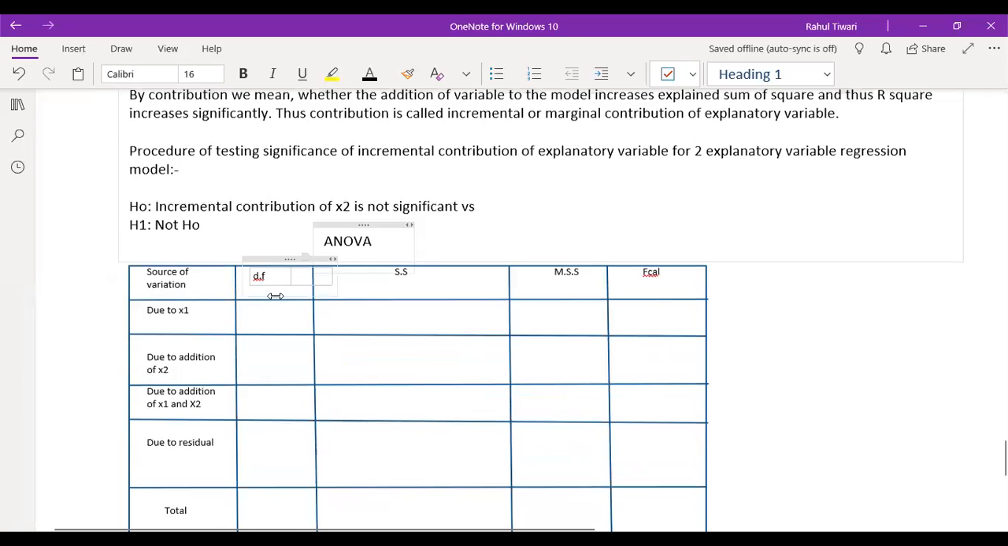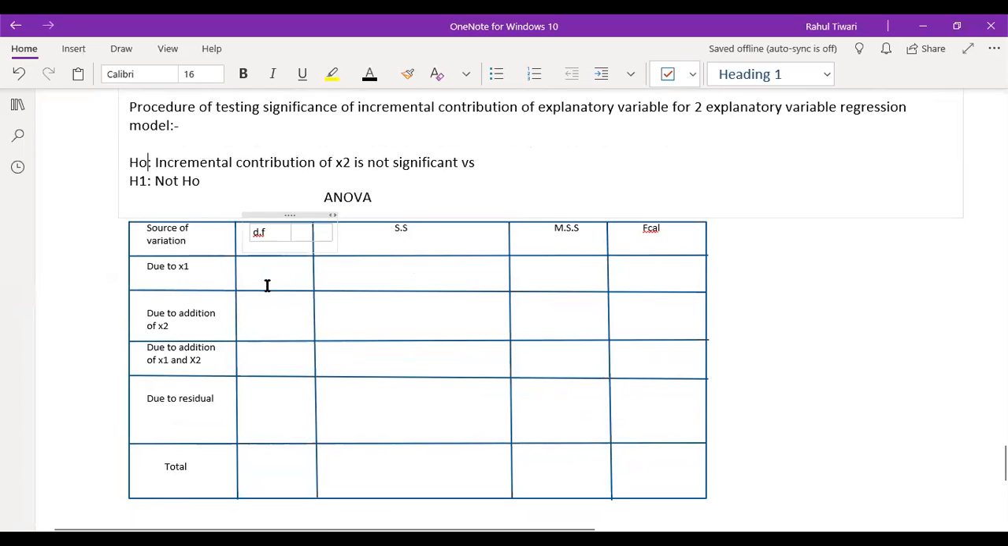And here we prepare an ANOVA table. In the ANOVA table, I have source of variation due to x1. So x1 is already there in the model, then due to addition of x2. So I'm adding the x2 variable, and again I'm adding both the variables together, so due to addition of x1 and x2. Okay, and this is the due to residual and this is the total.